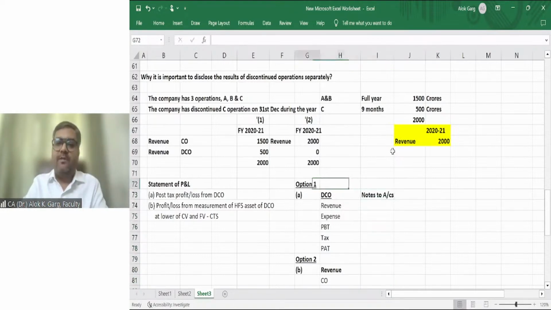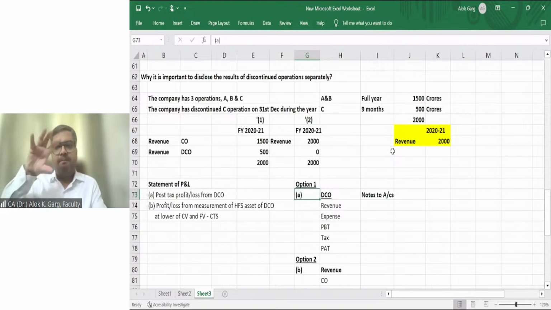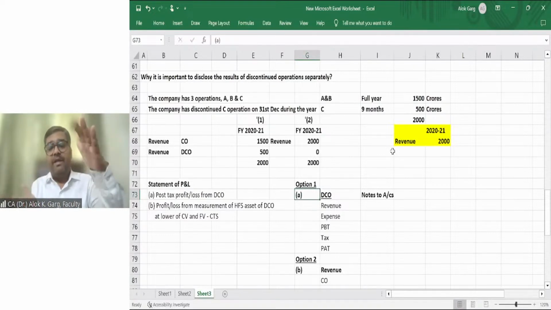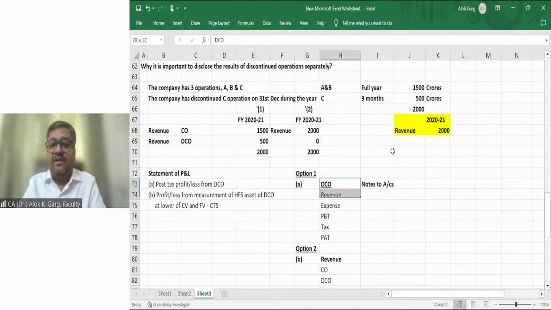Option number one. The company should present simple continuing operation. The company will present revenue from operations, expenses, profit before tax, tax and profit after tax. After that, the company will give discontinued operations as a caption, and profit before tax from discontinued operation, tax from discontinued operation, profit after tax from discontinued operation. Then the company clubs continuing operation plus discontinued operation, and then there will be a profit from total operations. In that case, the entire P&L of discontinued operation the company can provide in the notes to accounts, and only profit and tax the company can give on the face of the P&L.